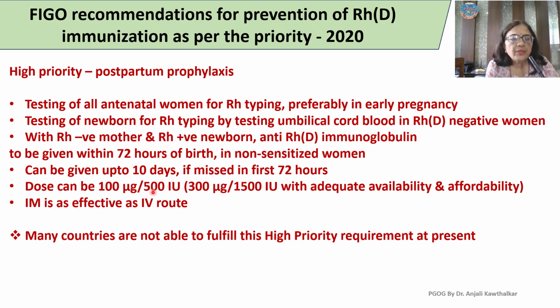Dose can be either 100 microgram or 500 international units, but 300 microgram or 1500 international units is the adequate dose. So if it is not available, then only the lower dose can be given. Intramuscular is as effective as the intravenous route. Now remember that many countries are not able to fulfill even this high priority requirement at present. So unfortunately, even this 100 microgram single postpartum prophylaxis is not feasible all over the world, especially in less developed countries.